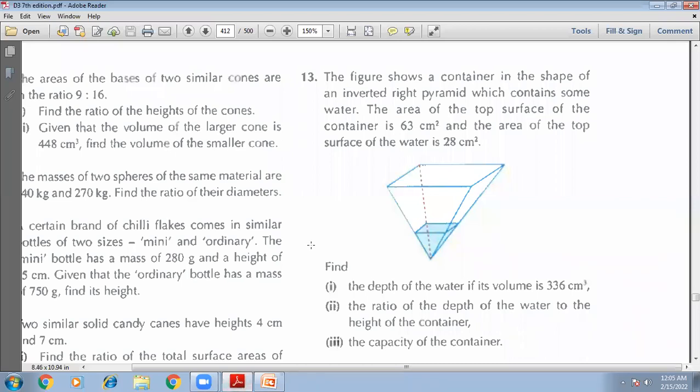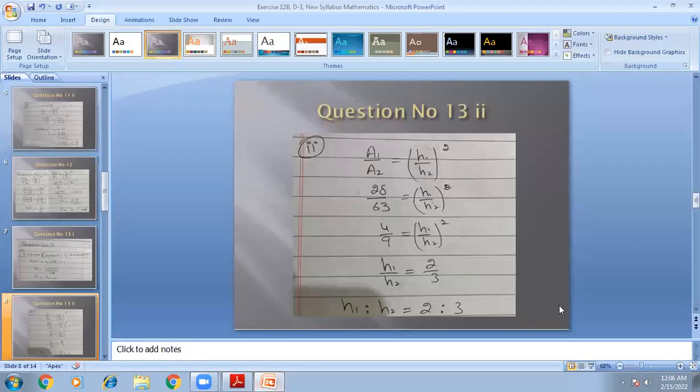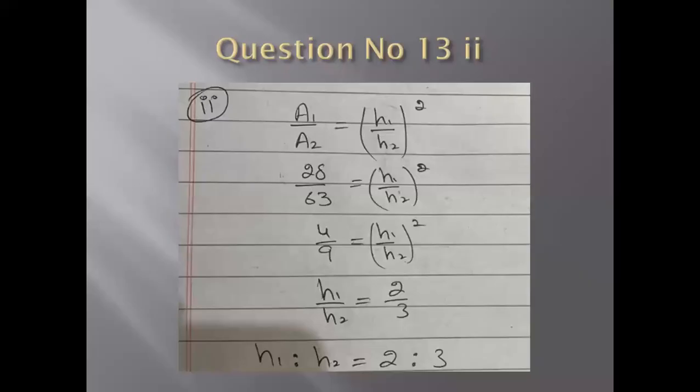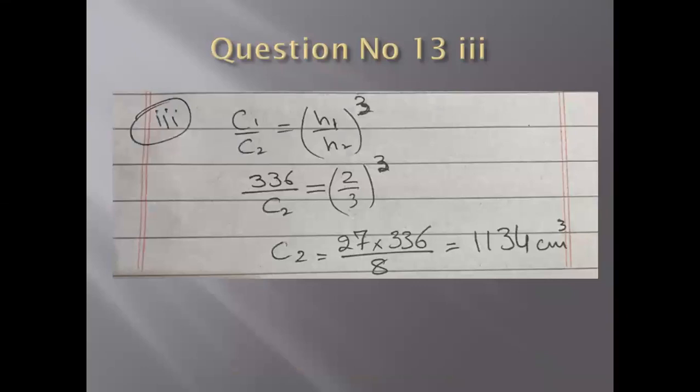Then it asks for the capacity of the container. We can find the capacity of the container very easily. Capacity 1 by capacity 2 is equal to height 1 by height 2 whole cube. So capacity 1 is 336, divided by C2, equals 2 by 3 whole cube. So C2 will be equal to 336 multiplied by 27 divided by 8. So you will get 1134 centimeter cube. So that's the capacity.